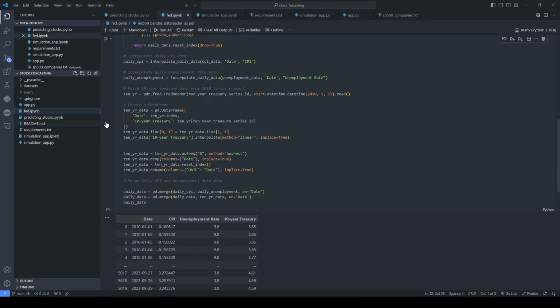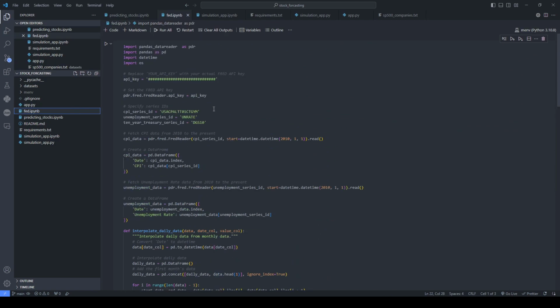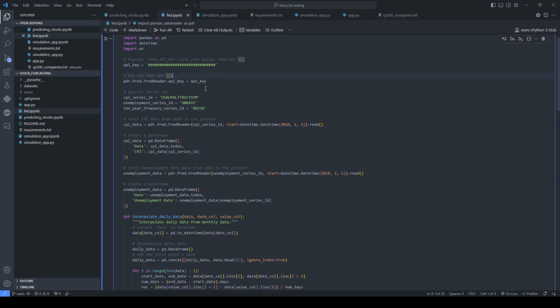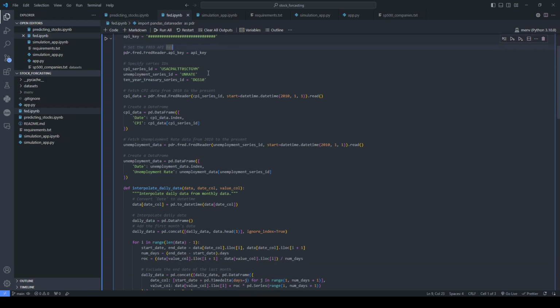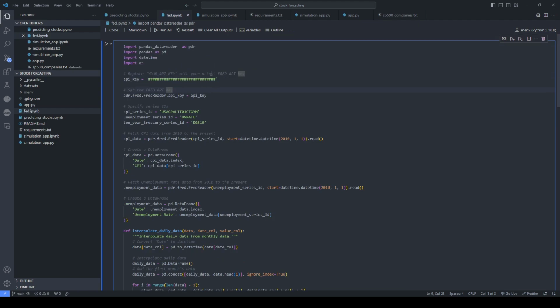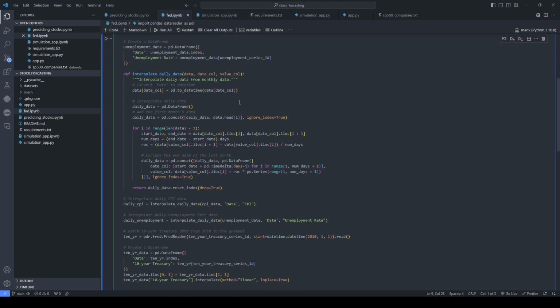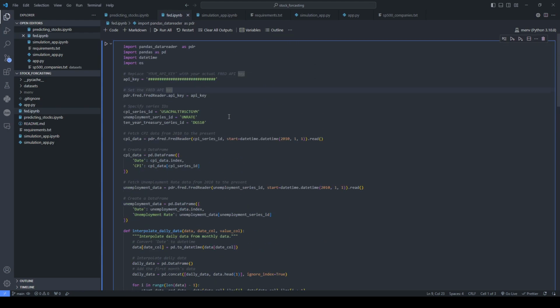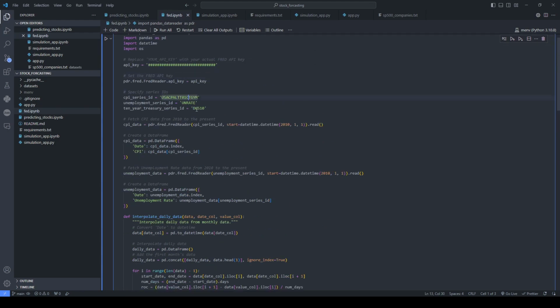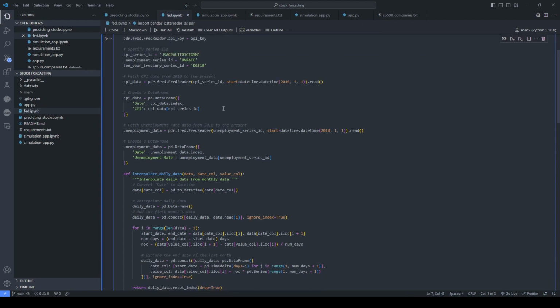So let's go to the FRED notebook, because here I've taken three features from the FRED website: consumer price index, unemployment rate, and the 10-year Treasury bill. You see their series IDs. You need an API key, but I didn't put it here. I could have put it in a system variable, but I didn't do it here. Anyway, it's not important.